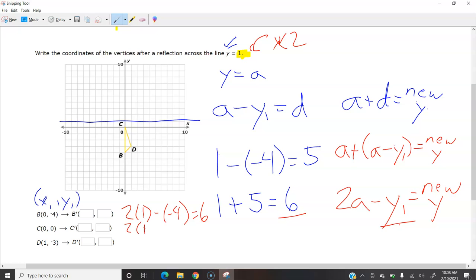2 times 1 minus 0 gives me 2. 2 times 1 minus a -3 gives me a +5.